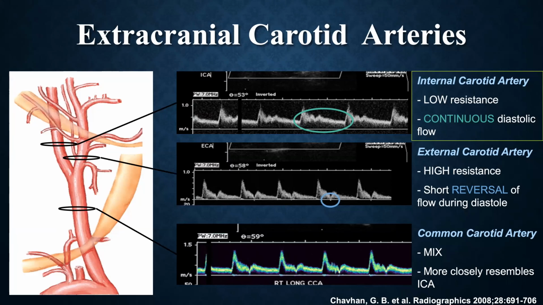The ECA, on the other hand, only supplies the skin and the muscle of the face and neck, so we have much less flow in diastole, and that helps us to distinguish the waveforms as coming from either the ICA or the ECA, depending on the waveform shape. The common carotid, on the other hand, is a combination of two as it's feeding both of those vessels. So we see a mix of those two different waveforms.